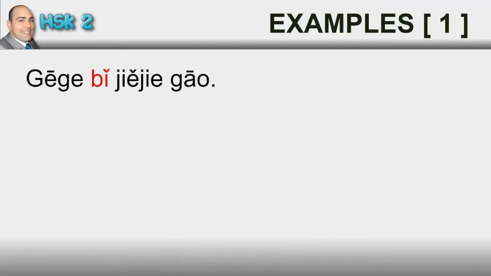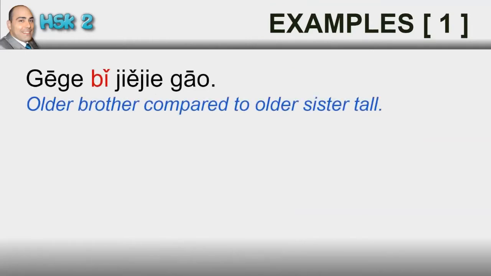哥哥比姐姐高. The older brother, compared to the older sister, is tall. Here on the screen, you have the literal translation. Remember that in Chinese, many times we don't use the verb to be as much as, for example, in English or other languages.